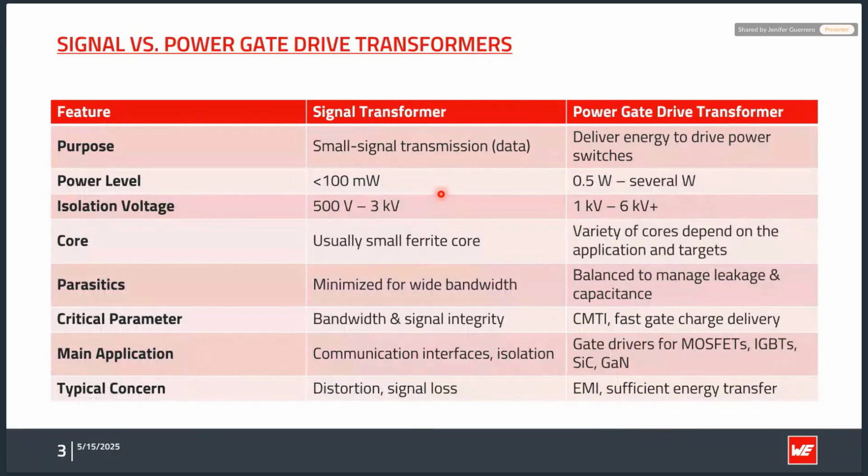In the previous slide, I mentioned these two different types of transformer or gate drive that we have. So here we're going to see the key difference between the signal transformers and the power gate transformer. They may both use magnetic coupling, but their function in the system is quite different.